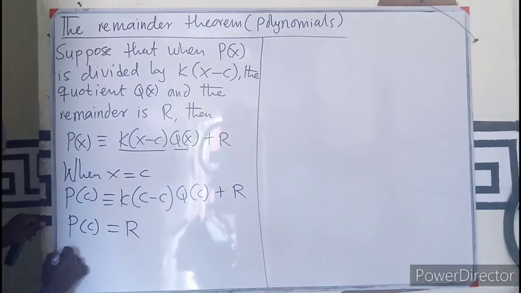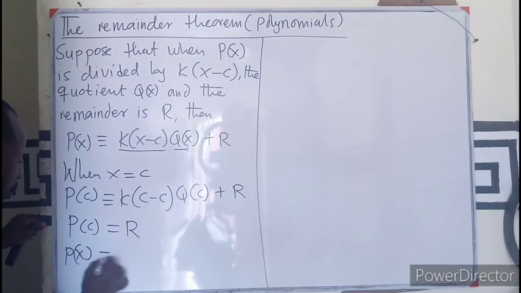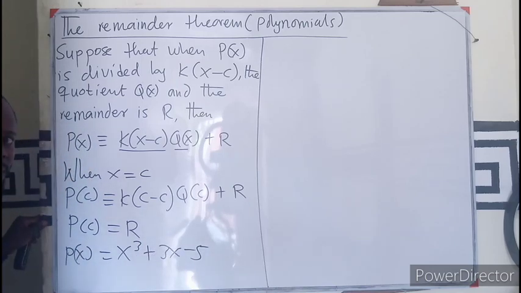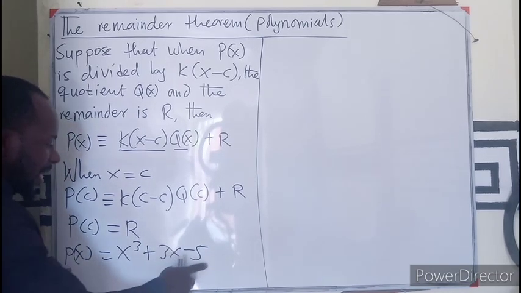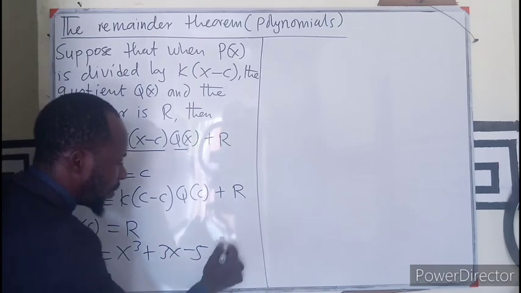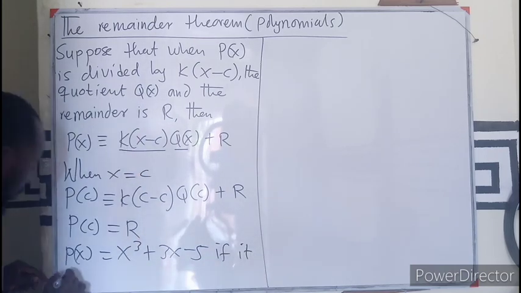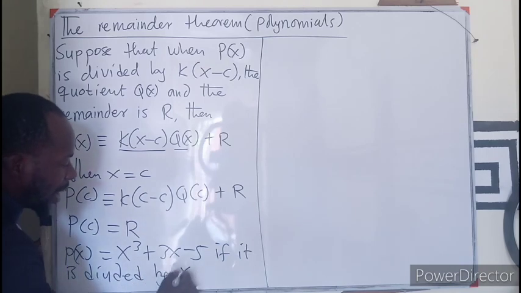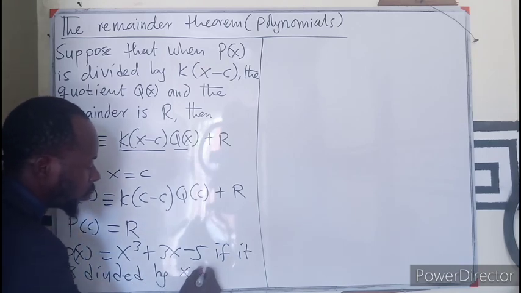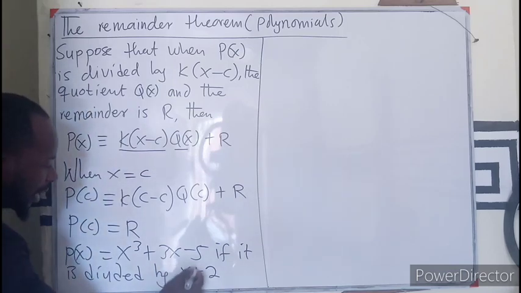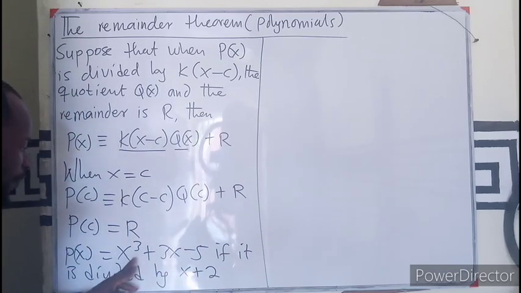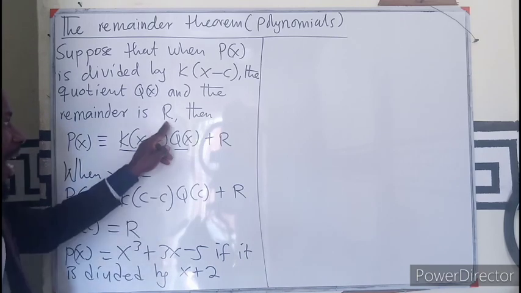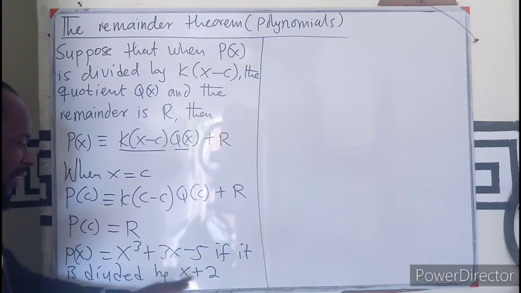For example, if I have p of x equals x to the power 3, 3x minus 5, and I am asked to find the remainder of this if it is divided by x minus, let me make it x plus 2. If we are to divide this by this, we want to find what? The remainder. What will be the remainder if this function is divided by this?